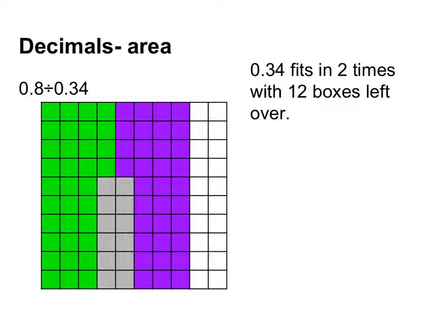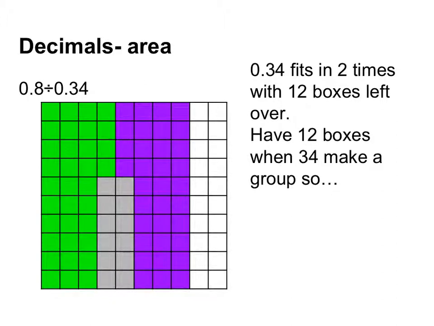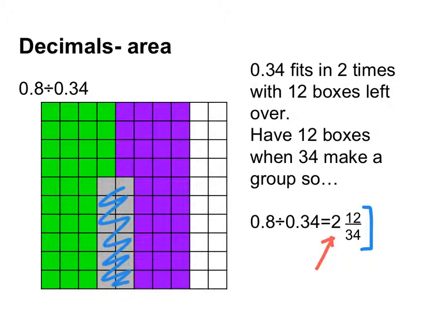So 34/100 fits in 2 times with 12 boxes left over. So I have 12 boxes. 34 boxes would make a group. So this tells me that 8/10 divided by 34/100 is 2. It went in 2 full times. And then 12 34ths. 12 because I had 12 boxes left over. 34 because 34 boxes will make a group.